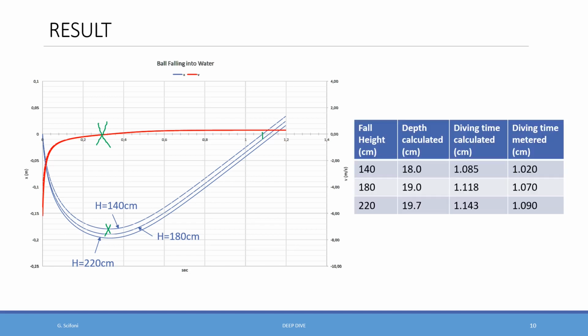We resume here in the table the comparison between the simulation and the experiment values, and we notice that for the depth practically there is no deviation. The simulation is matching perfectly. And for the diving time, the simulation is giving a slightly less time, maybe due to the accuracy of the slow motion, whose resolution is only 1/8 of a second.